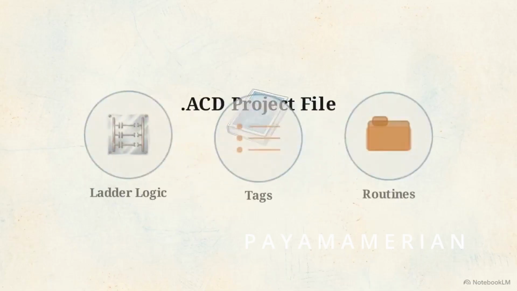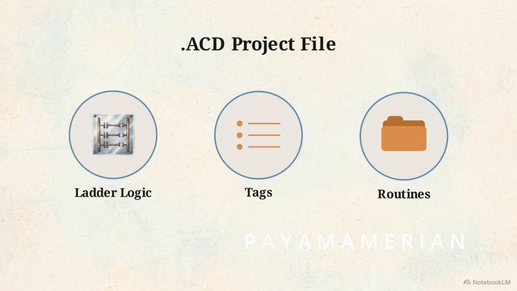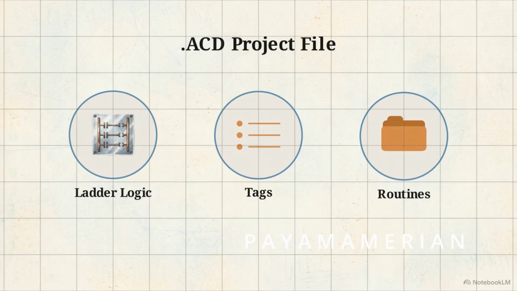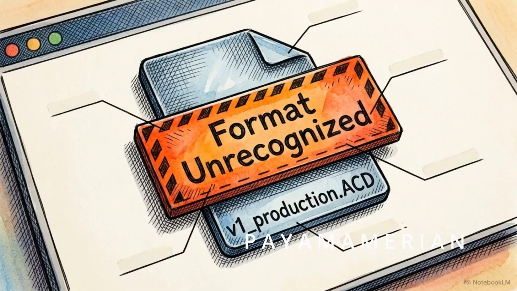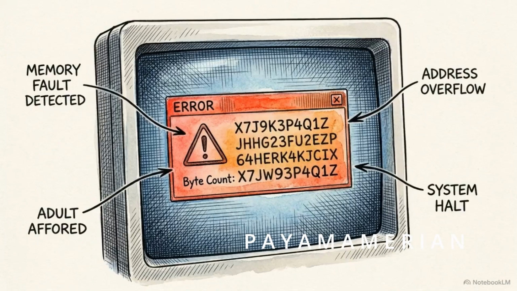An ACD file is a compiled, proprietary binary file. The internal ladder logic, the tags, and the routines are not stored as readable text. When you feed a binary file into a standard Git repository, the system can't read the logic. It only detects that the total file size or the checksum is different.